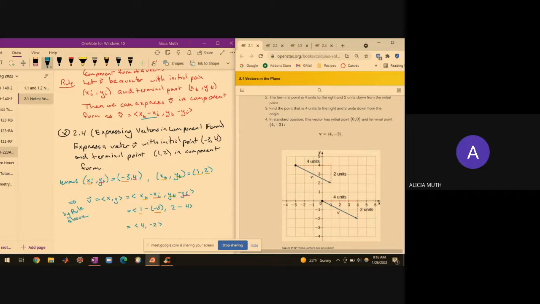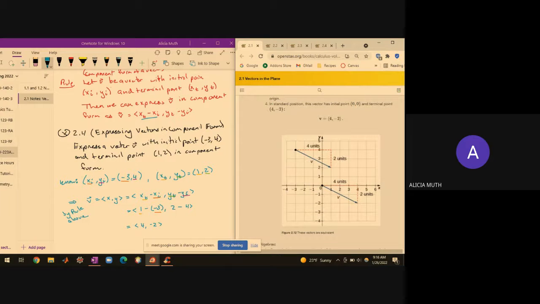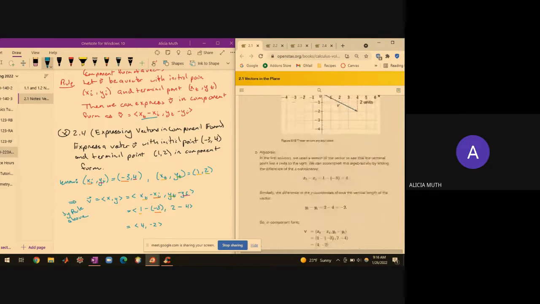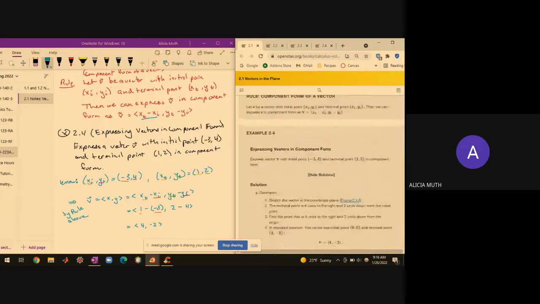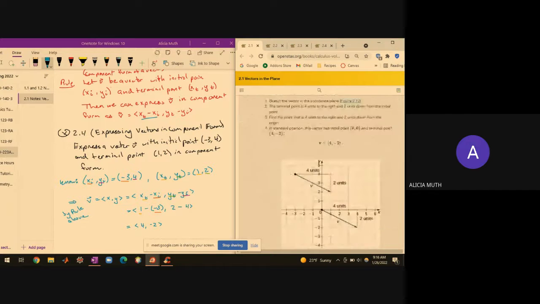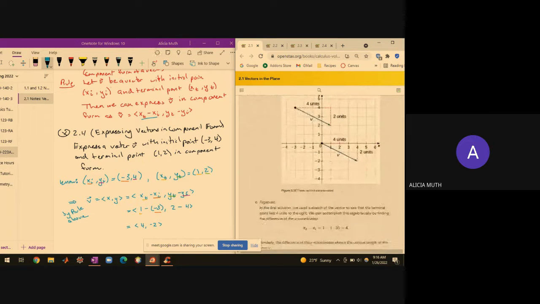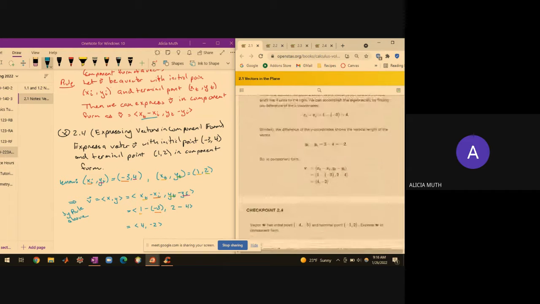Very nice. Okay, so here's the idea, right? We're starting out with this vector that starts at -3, 4, and ends at 1, 2. And then if we just drag it over to the origin so that it's starting at the origin, we're getting the coordinates 4, -2. So sketching it geometrically, we're just simply doing the algebra.